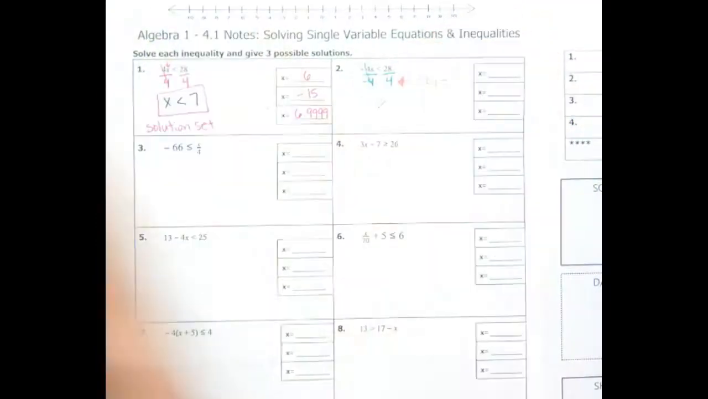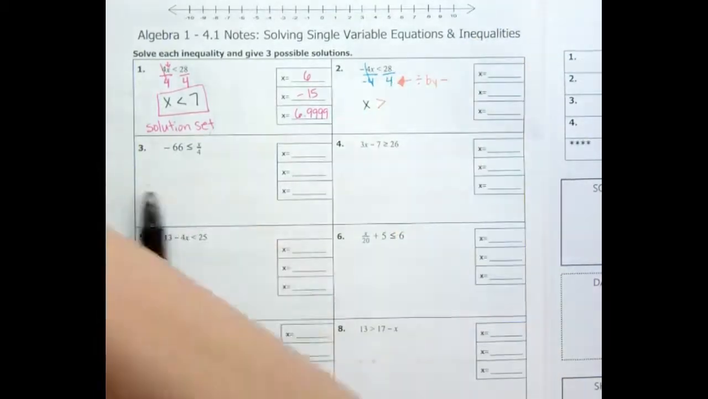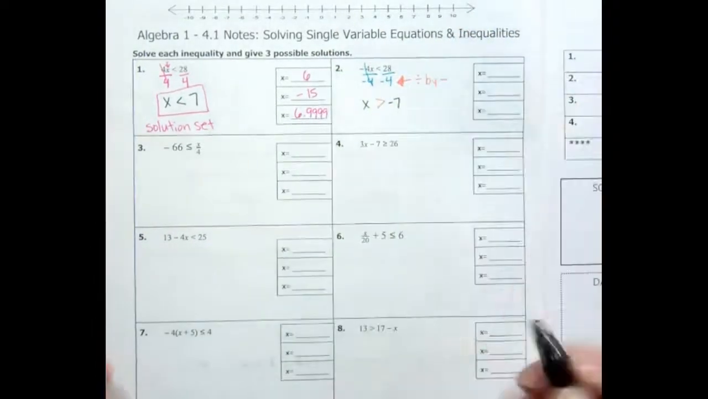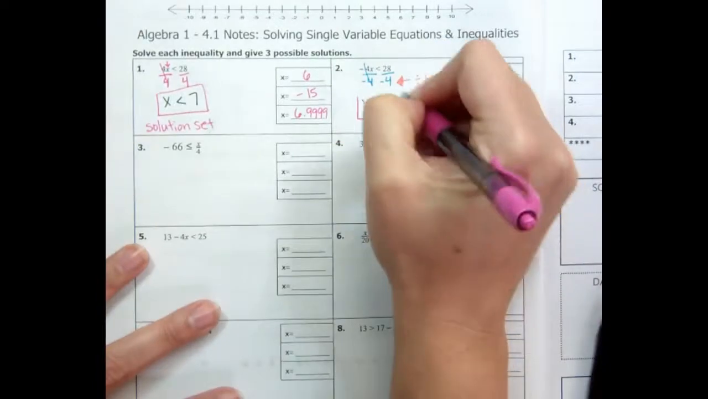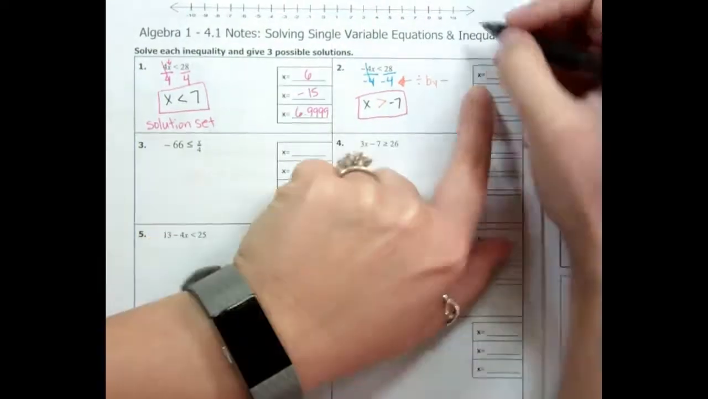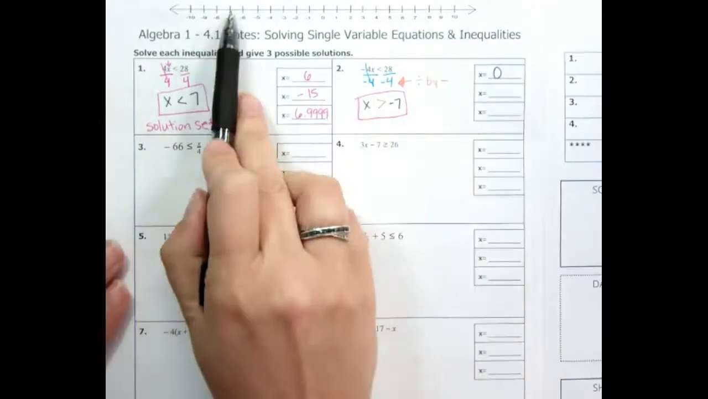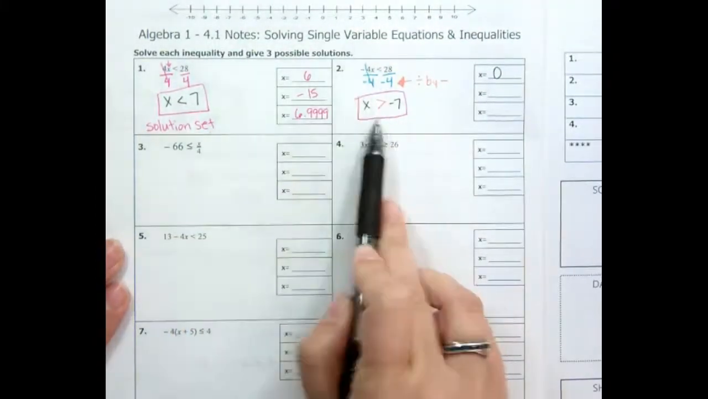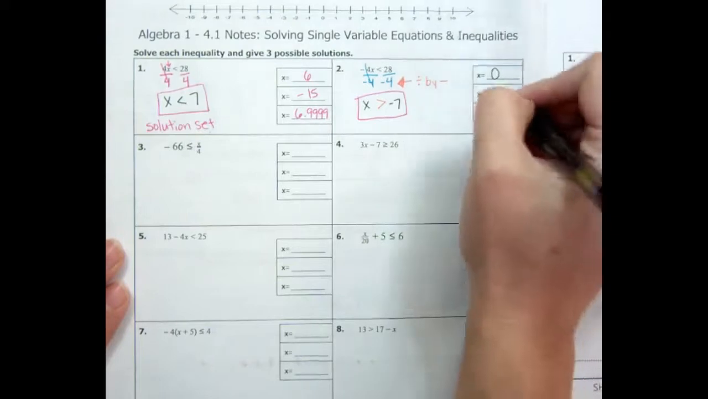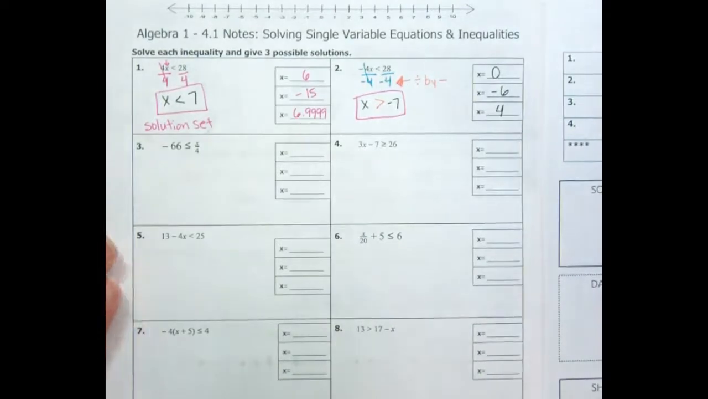So the -4's cancel. I carry down my x. 28 divided by, oops, I forgot my negative right there. 28 divided by -4 is -7. So this is my solution set. X is greater than -7. So I can pick anything that is greater than -7. So x equals 0 is greater than -7. So here's -7, anything greater than, or this way. Notice it points that direction. So anything greater than -7. So you could pick -6. You could pick 4. You could pick decimals or fractions, whatever you want.